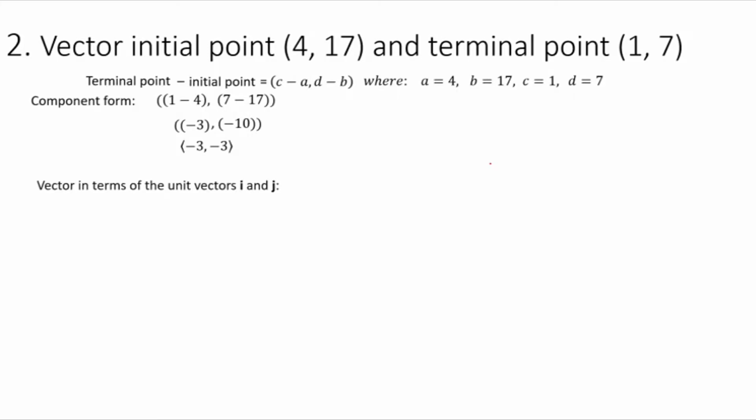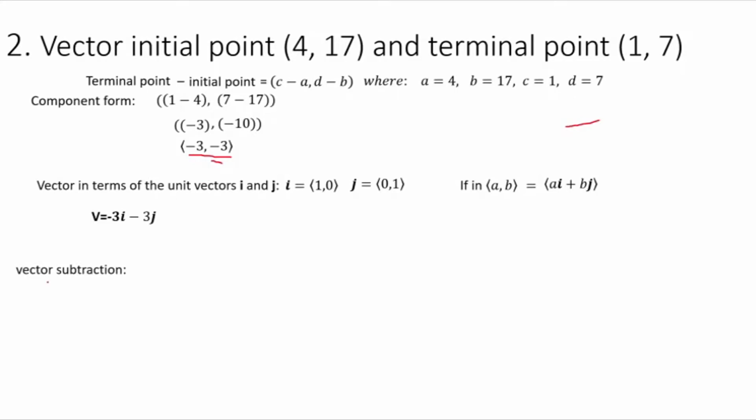To convert this to unit vectors i and j, this all comes from, again, the previous slide, where we have 1 comma 0 for i, and j is 0 comma 1. So if the vector's already in component form, you're going to add i to the a and j to the b. So in this case, v equals negative 3i minus 10j. We kept the operation from b in this situation.